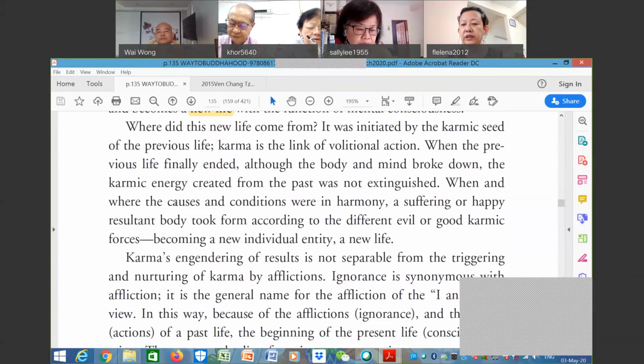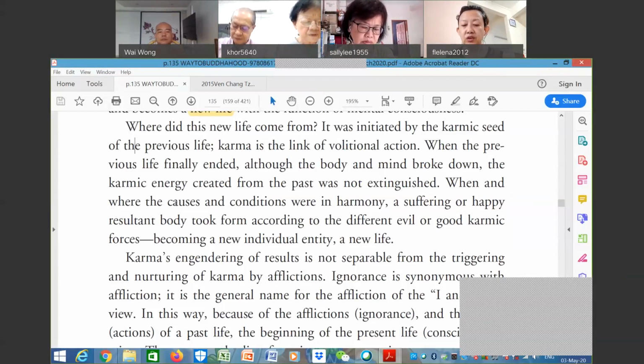Where did this new life come from? It was initiated by the karmic seed of the previous life. Karma is the link of volitional action. When the previous life finally ended, although the body and mind broke down, the karmic energy created from the past was not extinguished. When and where the causes and conditions were right, suffering or happy recipient body forms according to the different evil or good karmic forces, becoming a new individual.